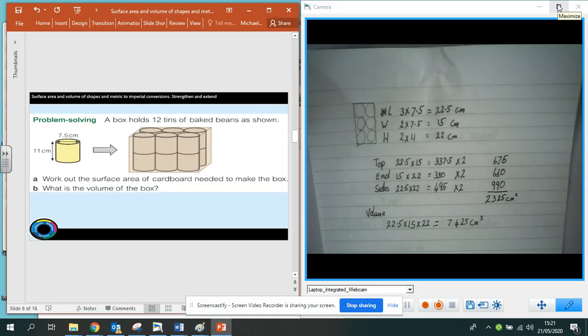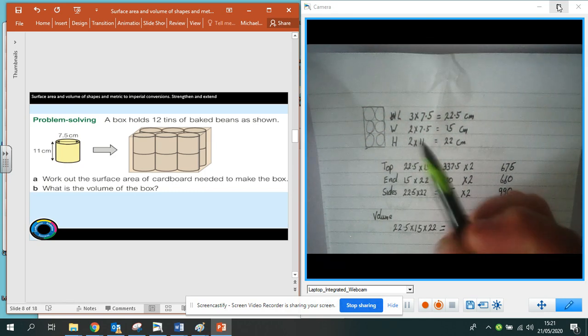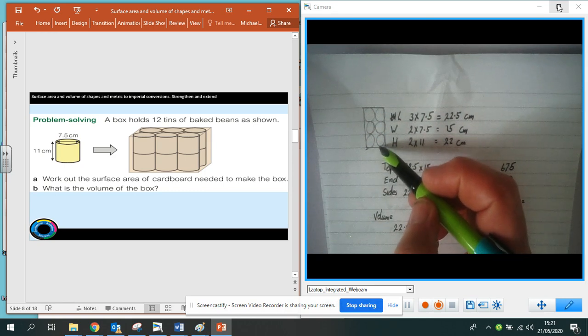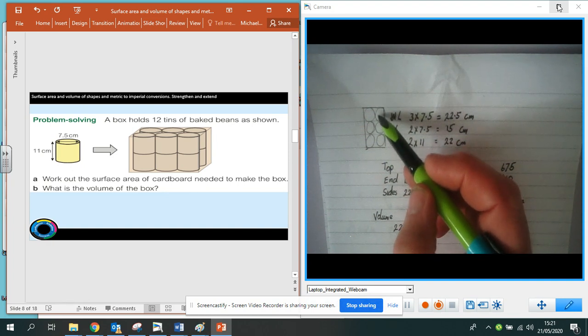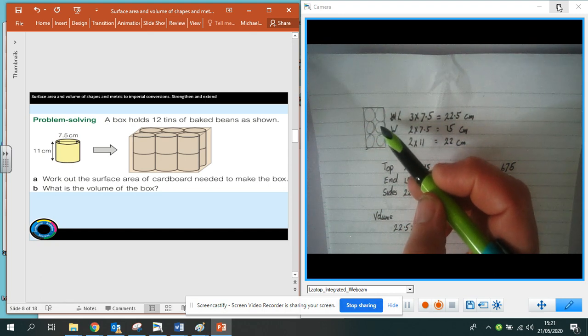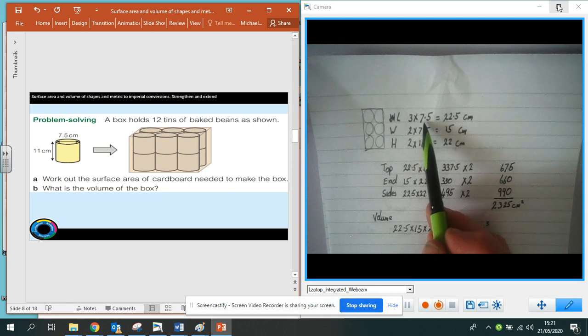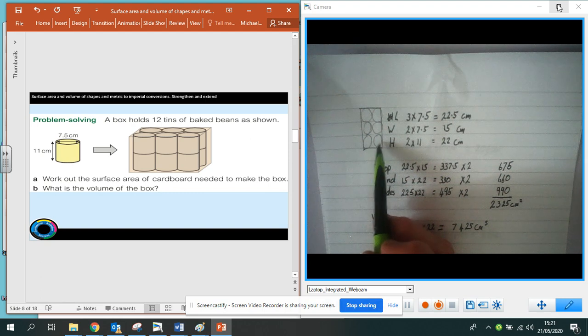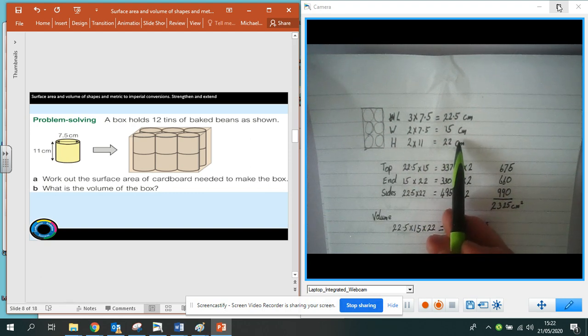So, I've done a very quick diagram, just to show you what's happening here. Basically, if you look down at the box from above, you'll see that the tins touch each other and the ends of the box. These tins are 7.5 centimeters in diameter. So the length of the box is going to be 3 times 7.5, which is 22.5. The width of the box is 2 tins. So that's going to be 2 times 7.5, which is 15.